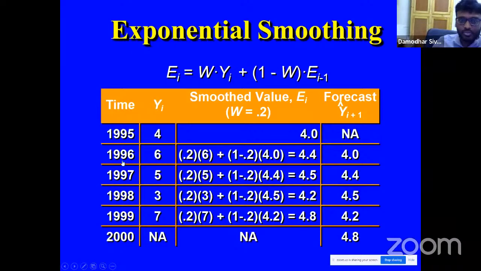Then, for example, in 1996, the actual power output is 6, but our forecast value is 4. Then in 1997 it is 5, but the forecast value is 4.4. Like that, I want to know what is the power output at 2000. So I have all the data from 1995 to 1999. The power output at the year 2000 is 4.8, maybe megawatt. So we can expect this 4.8 megawatt as the load demand. If I am talking about solar power generation, how much you can generate this year from that particular power plant, it can be 4.8.